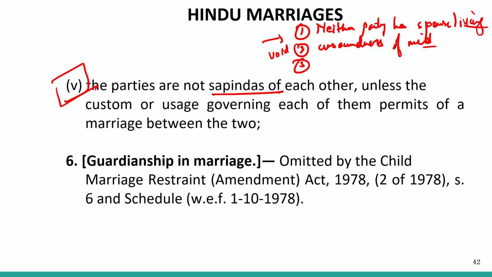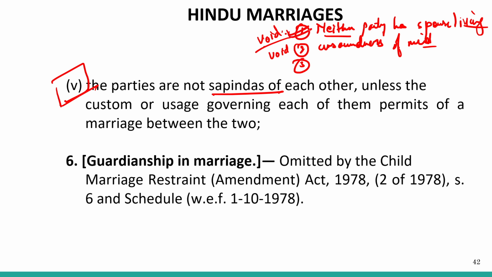Now, in the scenario where neither party has a spouse living, if consent has been given knowing that the person has a living spouse and they still married, then that marriage will not be considered valid. Reason being, in Hindus we don't allow polygamy. So that marriage by default will be considered a void marriage.